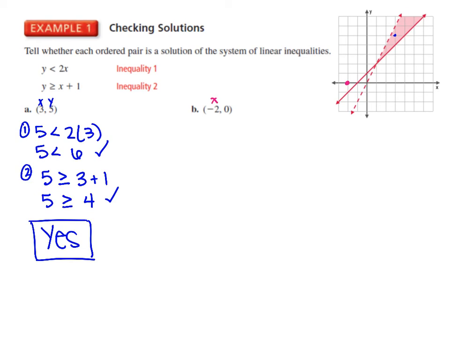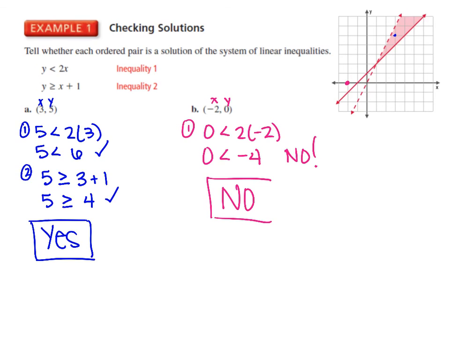So if I fill in -2 for x and 0 for y in the first inequality, it would say 0 is less than 2 times -2. 0 is less than -4. That's not true, right? I don't even have to check the second inequality, because it doesn't make the first one work. So it has to make both inequalities work to be a solution. So this one is not a solution.